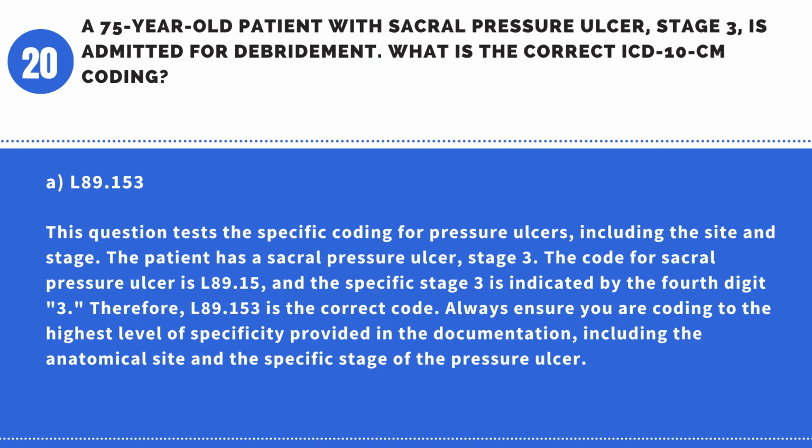L89.153. This question tests the specific coding for pressure ulcers, including the site and stage. The patient has a sacral pressure ulcer, stage 3. The code for sacral pressure ulcer is L89.15, and the specific stage 3 is indicated by the final digit 3. Therefore, L89.153 is the correct code. Always ensure you are coding to the highest level of specificity provided in the documentation, including the anatomical site and the specific stage of the pressure ulcer.